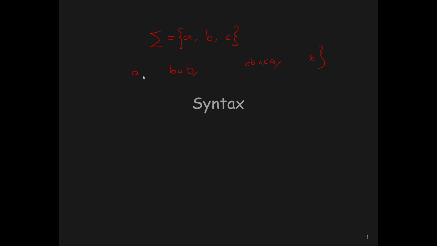Now, if we take these all together into a set, now this is a language. A language is a set of strings. That's all it is, okay? So this is the language that contains the empty string, the string A, the string BAB, and the string CBACA. That's what a language is. It's just a set of strings.